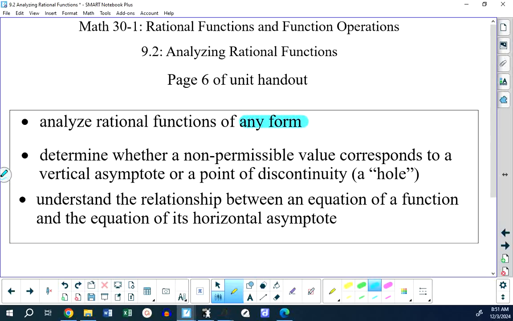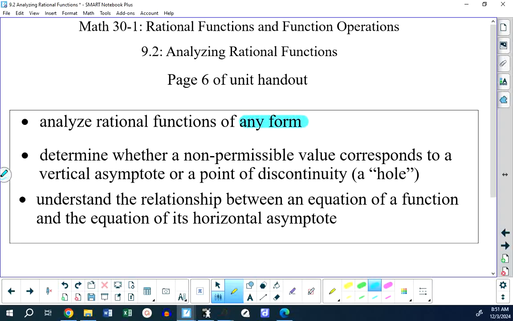It turns out that you have non-permissible values for rational functions because they have a denominator that has x, and certain values of x make that denominator 0, and you're not allowed to divide by 0. Okay, it's not that you're not allowed to. Division by 0 is not defined. Okay? You can try it, but it won't work.